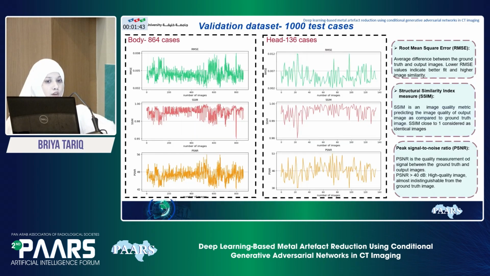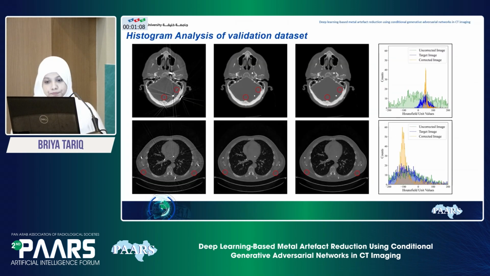For more evaluation, we tested our model for some evaluation parameters like root mean square error, which checks the attenuation profile, and it should be low, and we got a very low value as compared to the already published deep learning models. For structural similarity, we got the best possible result, close to 1, and the peak signal to noise ratio, which checks the image quality, is greater than 40 for all the images.